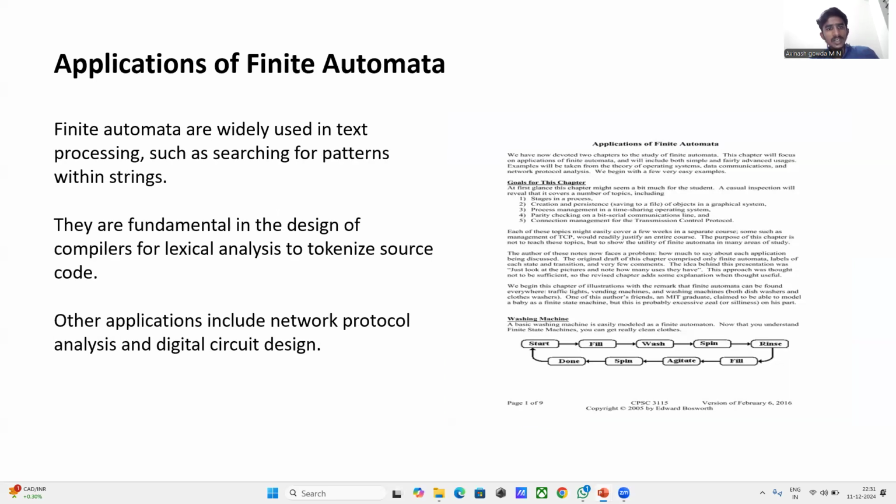And now coming to the applications of finite automata. Finite automata are widely used in text processing, such as searching for patterns within strings. They are fundamental in the design of compilers for lexical analysis to recognize source code. Other applications include network protocol analysis and digital circuit design.